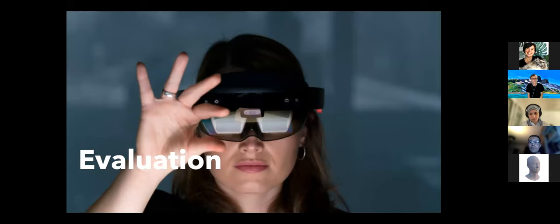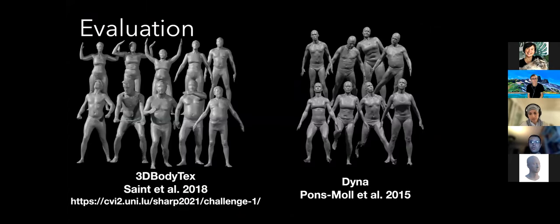So how do you evaluate these models? Like I told you, we have three problems and we made three changes to address them. In order to evaluate our models, we evaluated on two data sets. The first is the 3D body text data set that was captured from Saint et al. This is from the University of Luxembourg, which has the Dyna data set. The Dyna data set is the data set that was used in the original Simple paper.